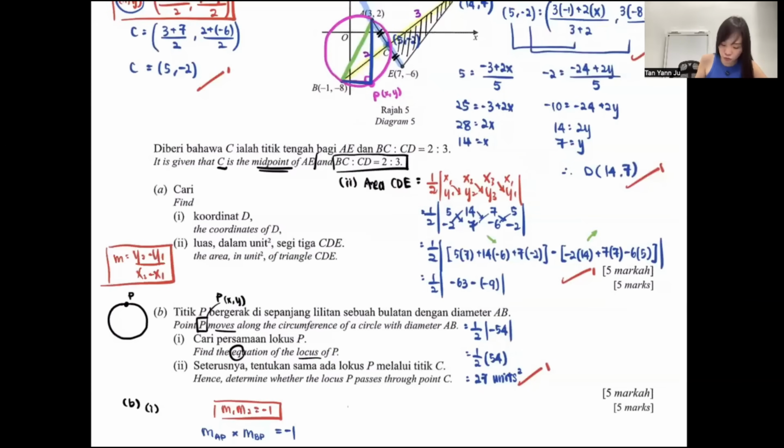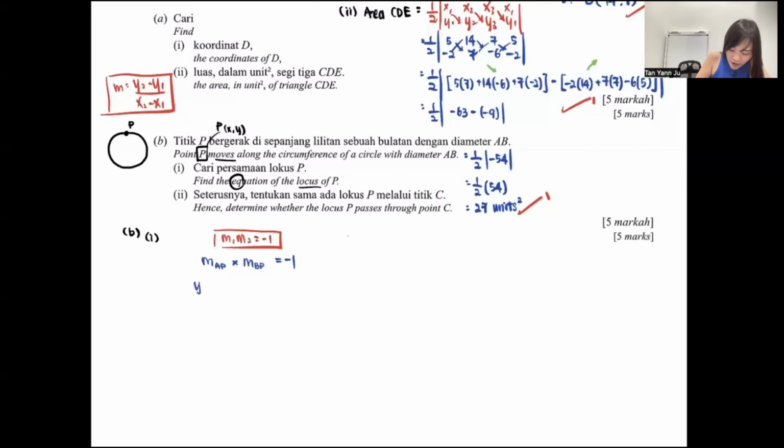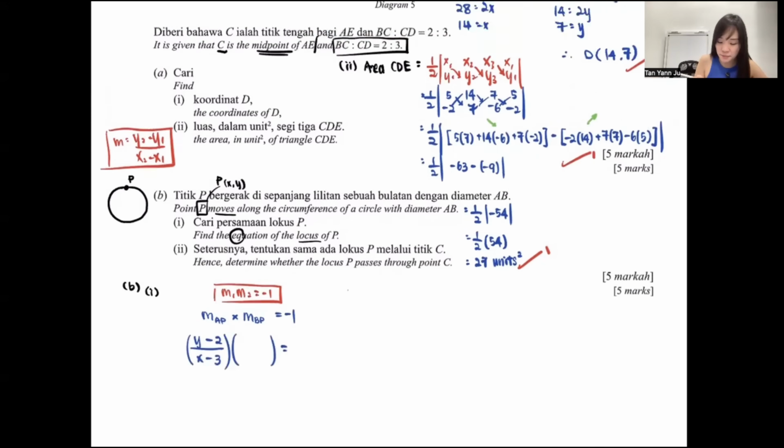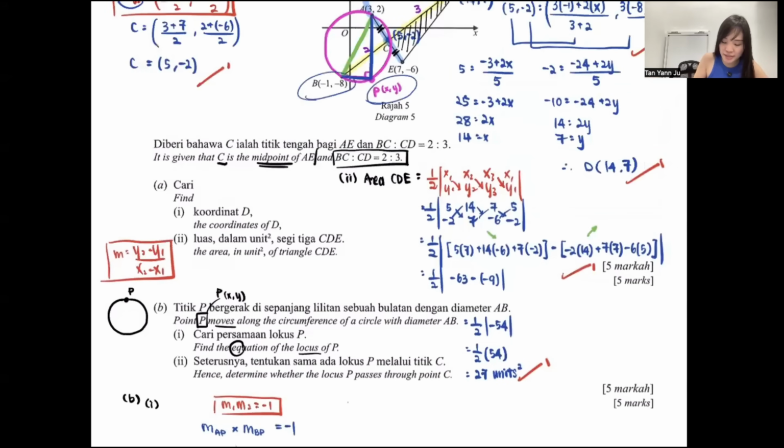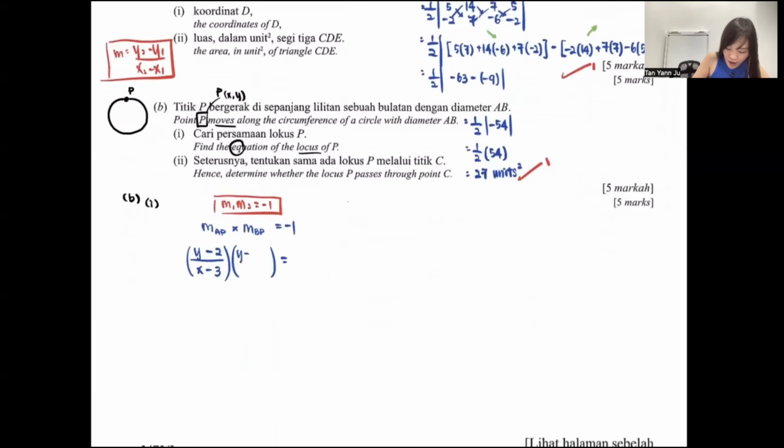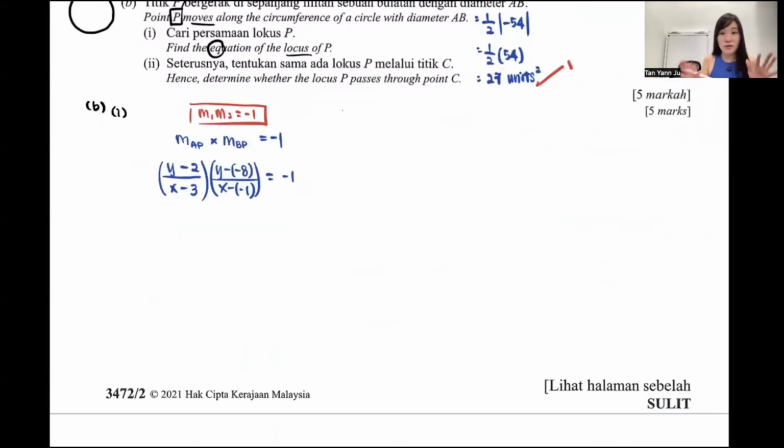So A is (3, 2). So y minus 2 over x minus 3. This is for AP times BP. P is still (x, y). B is (-1, -8). So y minus -8 over x minus -1. Isn't it equivalent to -1? The rest is mathematics, right? So you know how fraction times fraction, it's always top times top, bottom times bottom, equivalent to -1.